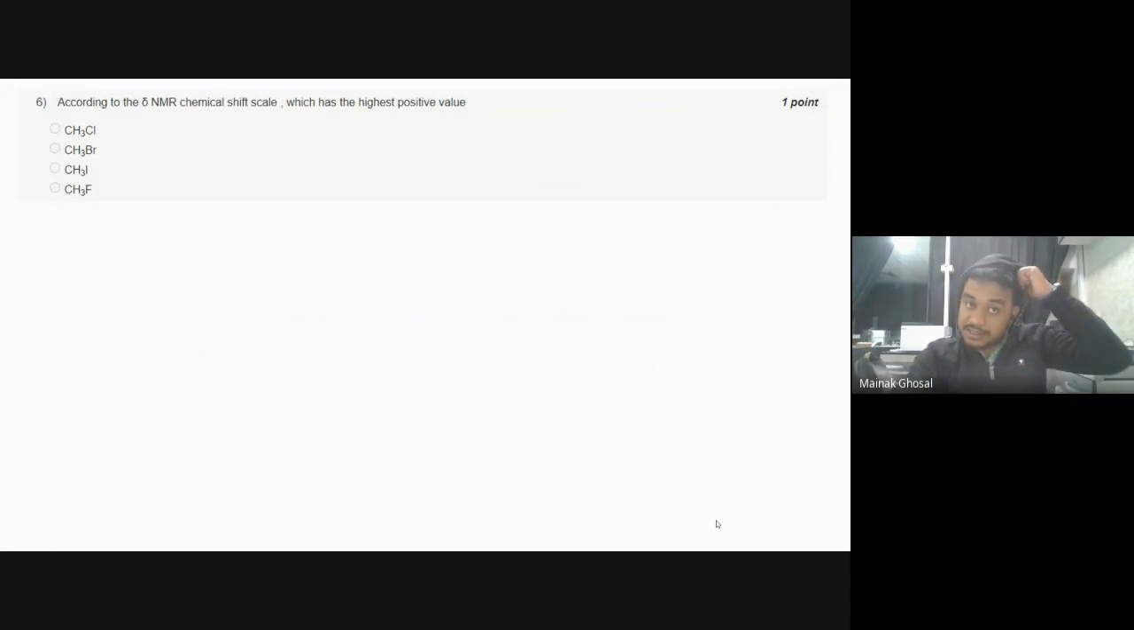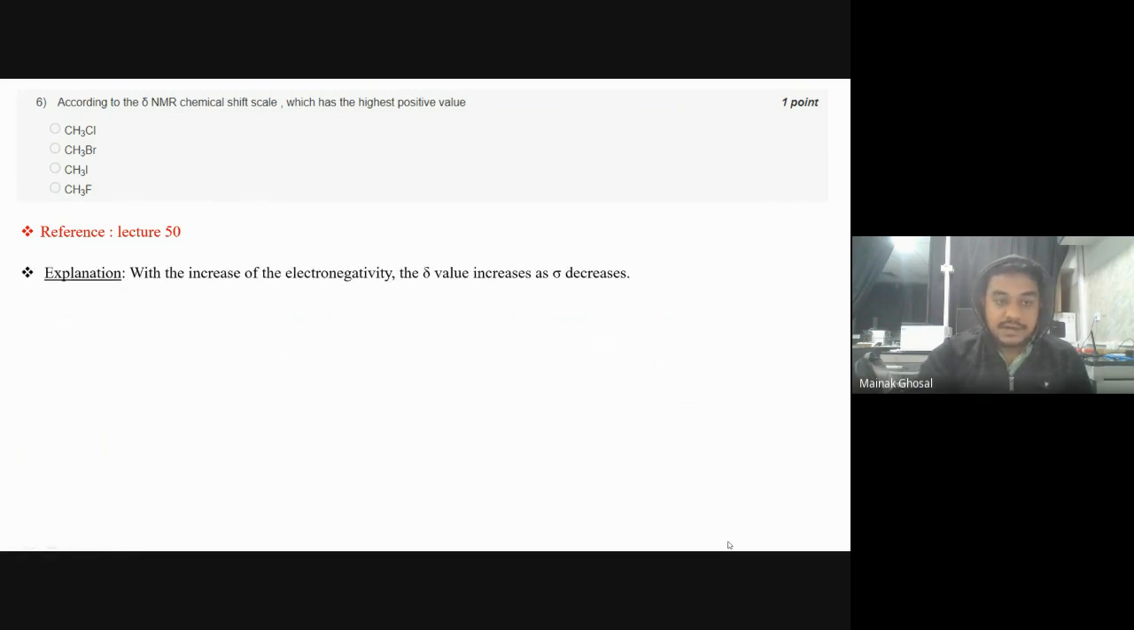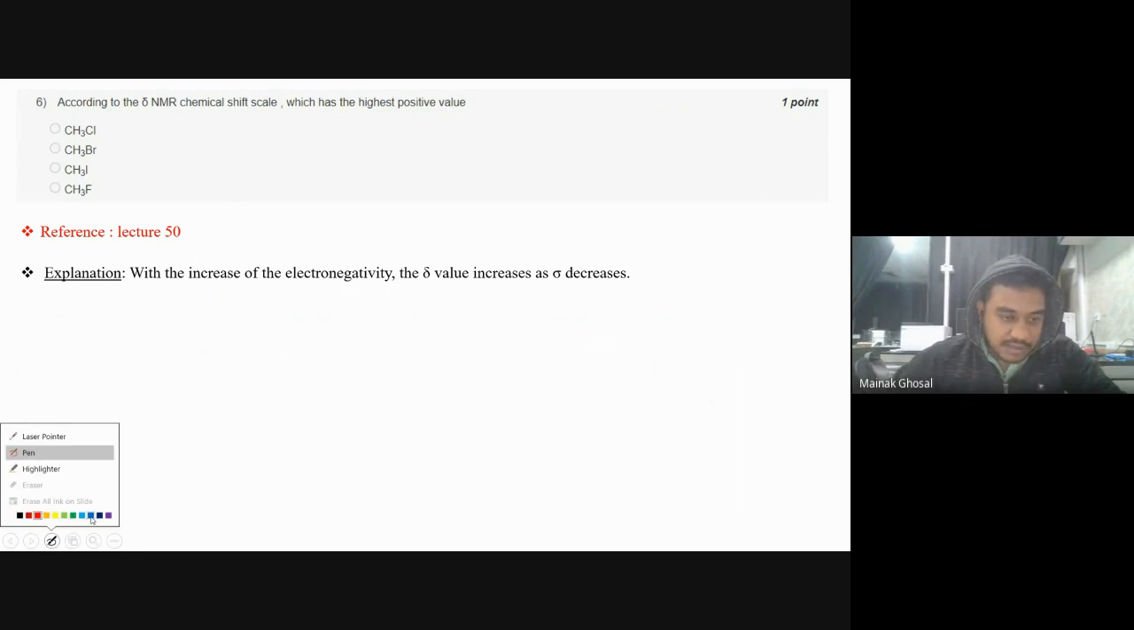Following the delta NMR chemical shift, which will have the highest positive value? I have explained it several times before that you can also find this answer in lecture number 50. That explanation is that when the electronegativity of the atom increases, the delta value increases as sigma decreases. To make this simpler, we just write this X. You can see here that all the things are the same, just the atoms are different. So I am writing it H3C X.